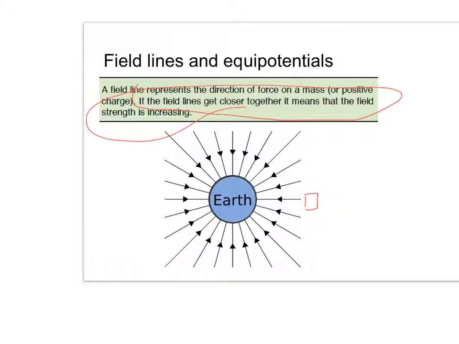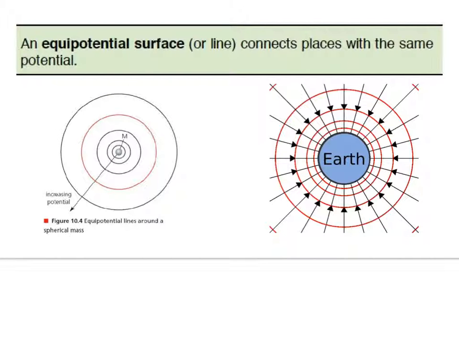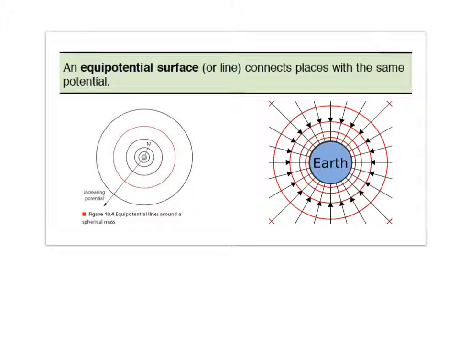So what are equipotentials? Equipotentials are points in the field which have the same potential. And remember, potential is the amount of energy, potential energy, that an object has per unit mass. So it's points along a field that would require the same amount of energy to get to. Now, equipotentials have rules, and they're very easy to draw if you follow those rules.